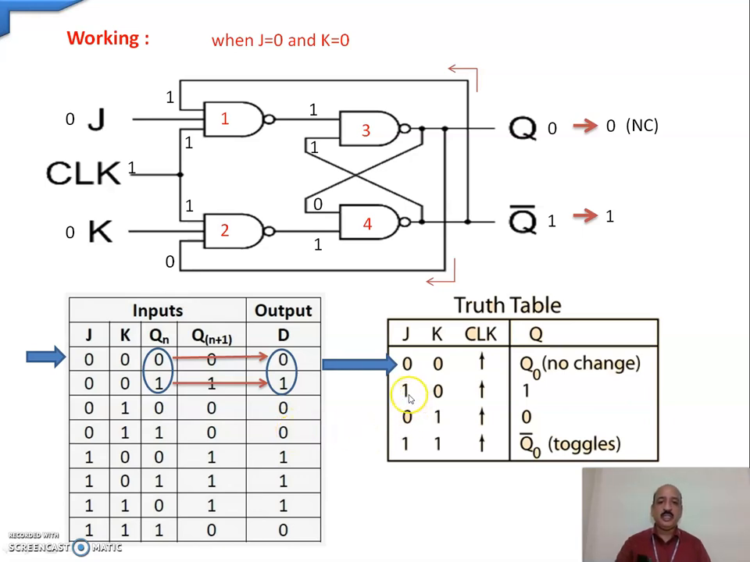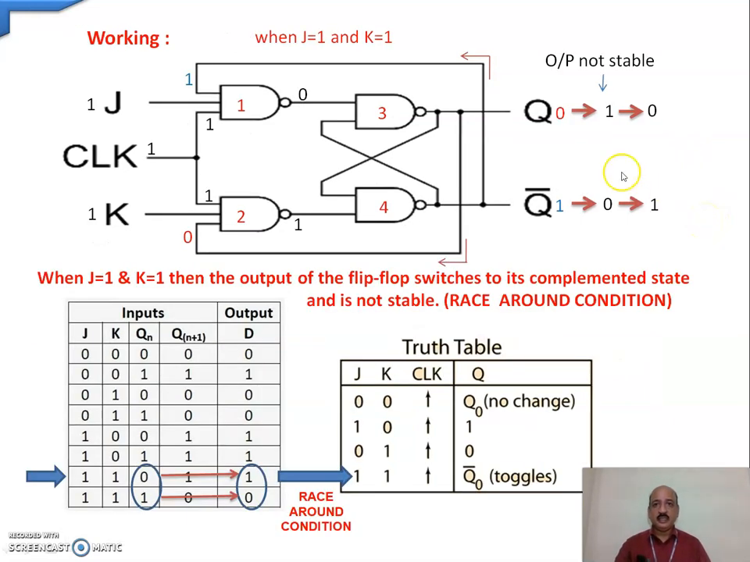Here it is represented as J is equal to 1, K is equal to 0: set. J is equal to 0, K is equal to 1: reset. The last state, which is very important, we are going to see in the next slide. That is when J is equal to 1 and K is equal to 1.